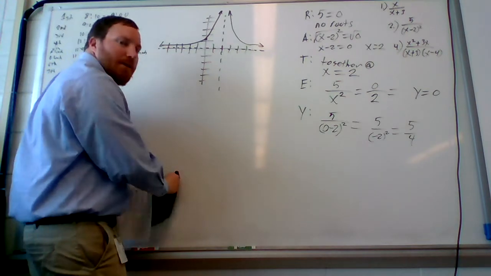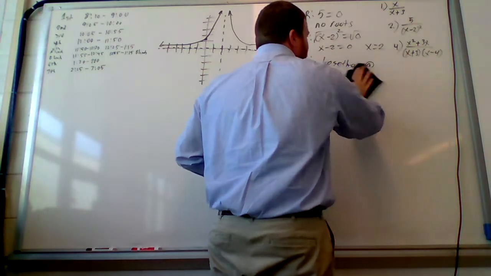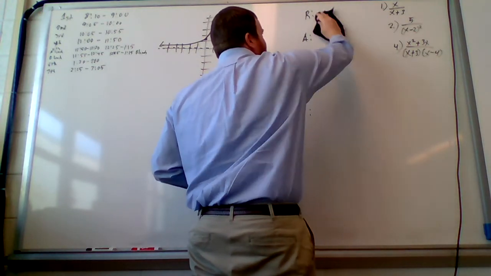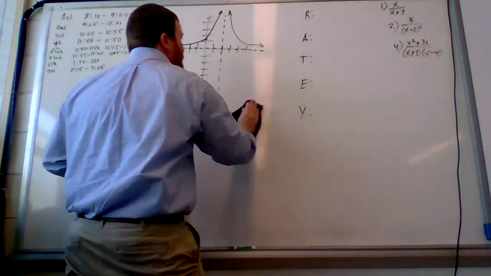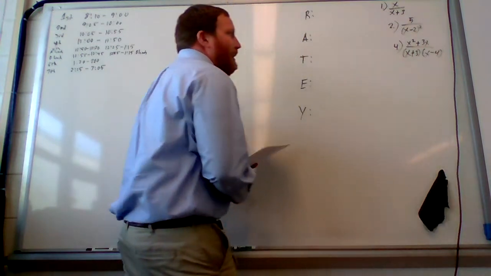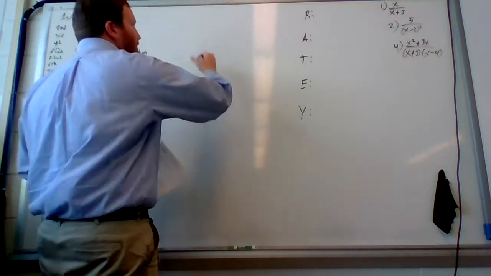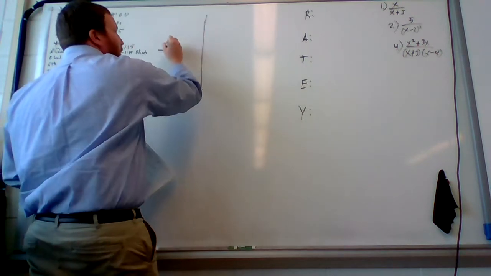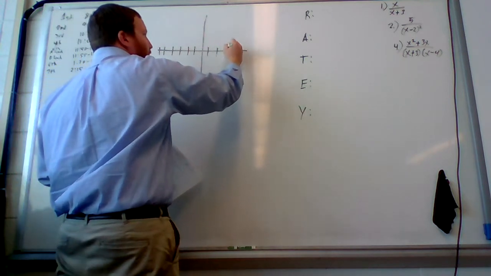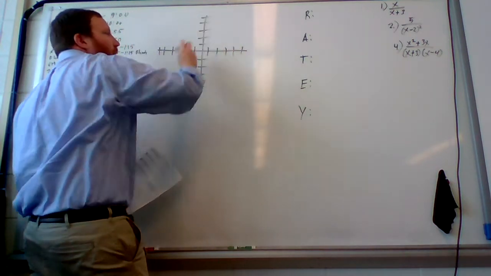And then let's look at our last one. We're going to look at number 4 as well. Number 4 has something happening from that activity that y'all did on your own. So if we look at number 4, we've got x squared plus 3x divided by x plus 3, x minus 4. So if we look at our roots, again, we want to find our roots. So we're going to take our numerator, set it equal to 0, and solve.